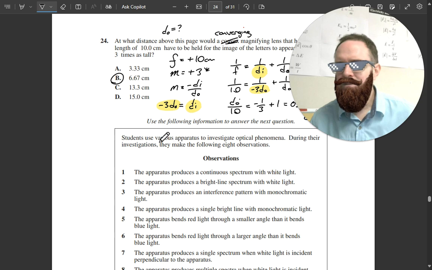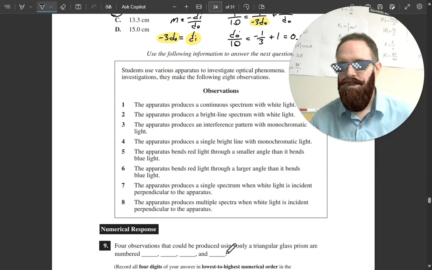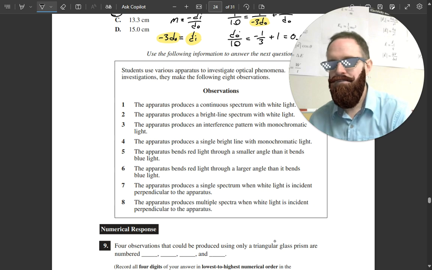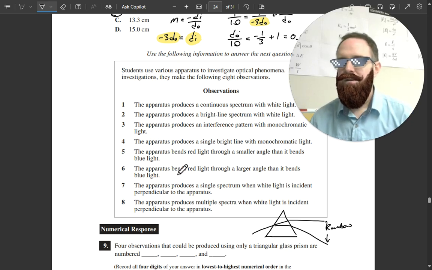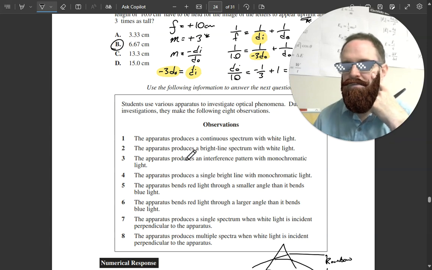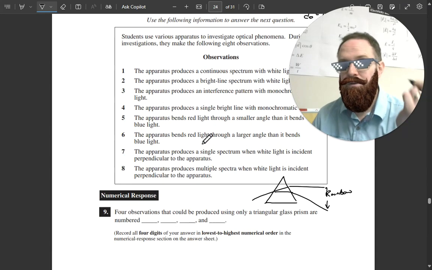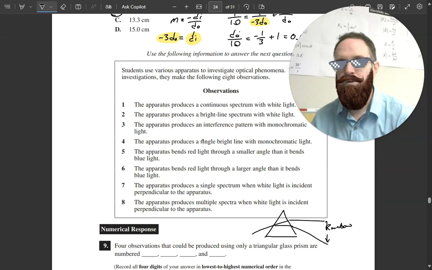A student uses various apparatus to investigate optical phenomena. During their investigations, they make the following observations, which could be produced using a triangular prism. Remember, a triangular prism is like the one where you pass light in, the light is going to spread out and it's going to produce a rainbow, right? It could do some other things too, but it's going to produce this nice little rainbow. All right, the apparatus produces a continuous spectrum with white light. Yeah, you could definitely do that. If you have white light coming in, cool.